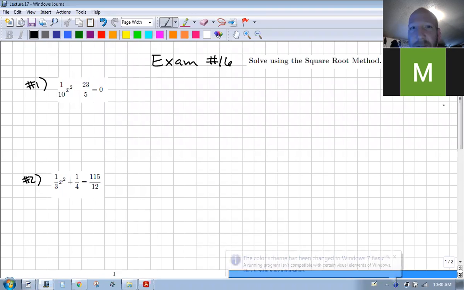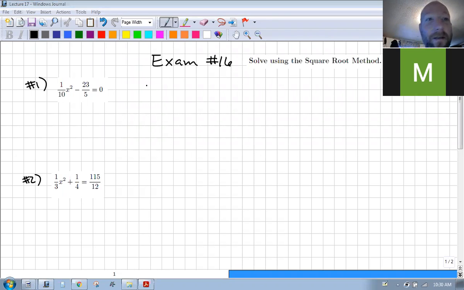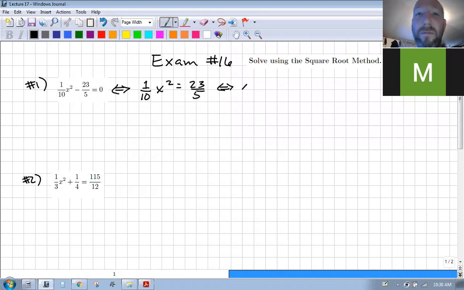Let's see here. Exam 16. Solve using the square root method. All right. So solving for x here. Let's just move this 23 over 5 to the other side. Now we can multiply both sides by 10.